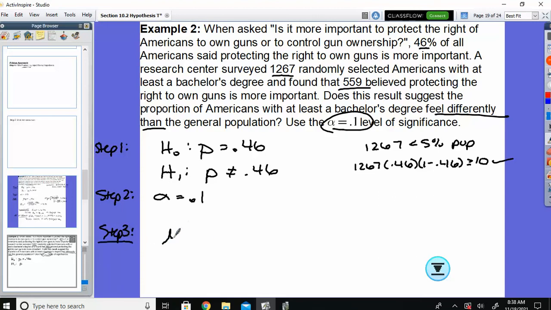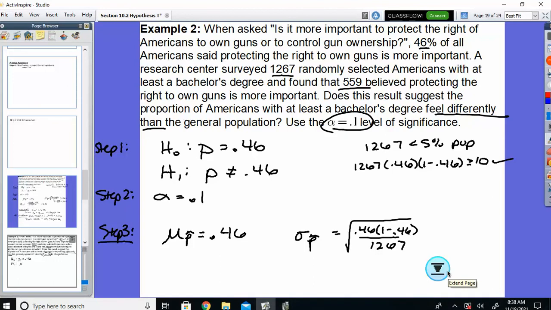So step 3, we have to get our Z. To do that, we need a few things. We need our mean. We need our standard deviation. Our mean is just your p, so 0.46. Standard deviation is the square root of 0.46 times 1 minus 0.46 over n, 1,267. And I get a standard deviation of 0.014002.